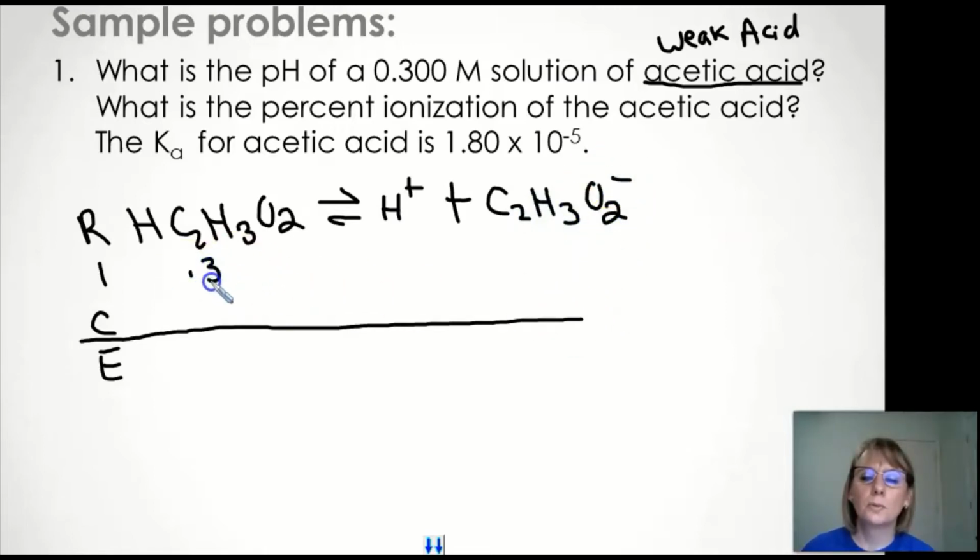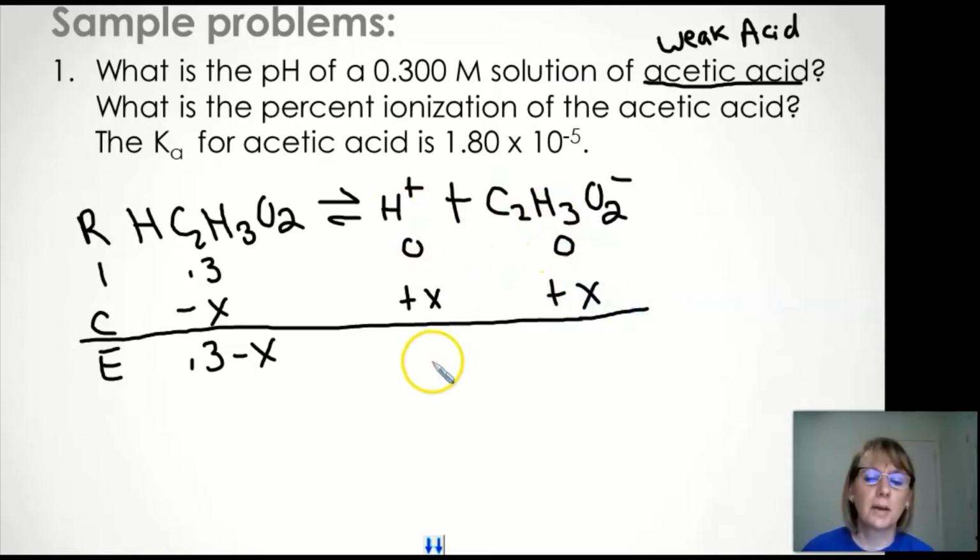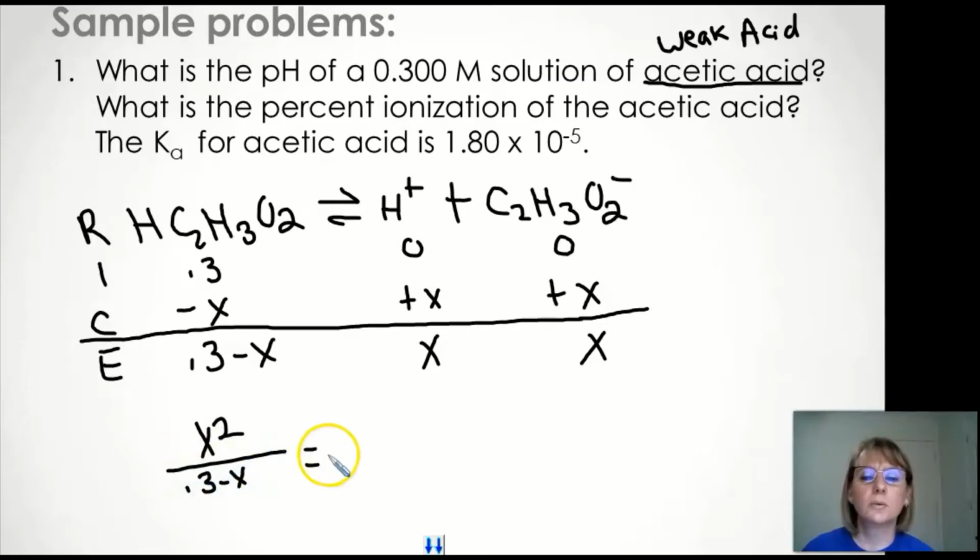So the 0.3 is here. It's going to lose a certain amount. And these start out as our original ions, and we're going to add a certain amount. Our ratio is 1:1. The coefficients will come back in each unit, but right now we're still 1:1. And so we're going to end up with x squared over 0.3 minus x, set equal to the Ka of 1.8 times 10 to the negative 5th.